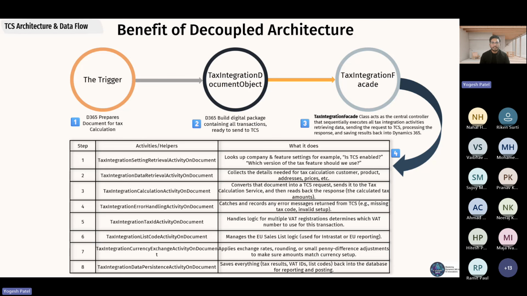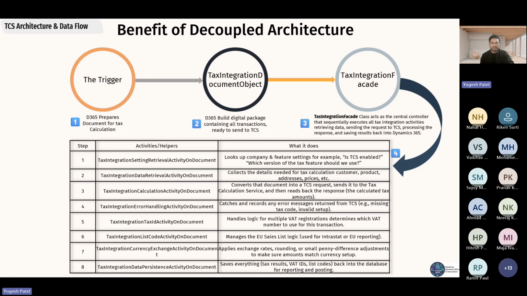This slide explains the real power of TCS. So it's more of a decoupled architecture. When a transaction triggers tax calculation, Dynamics prepares the document. That document becomes the tax integration document object, digital. You can think of it like a digital package, holding all the details like customer, product, VAT, amount.